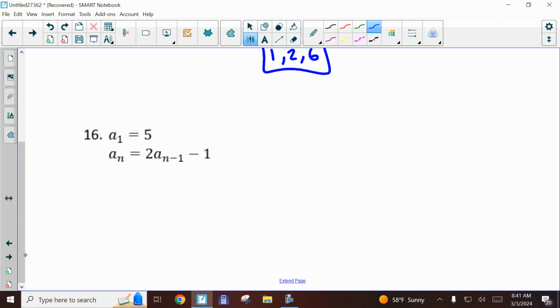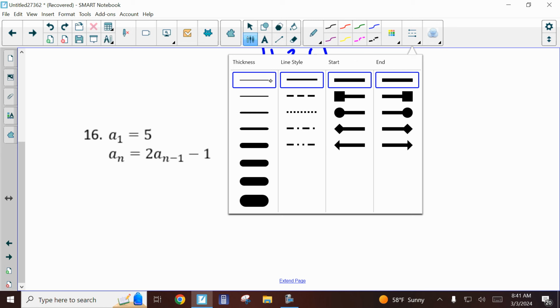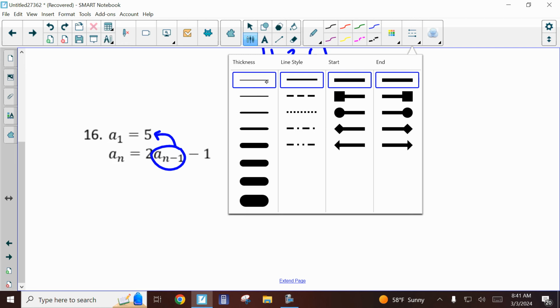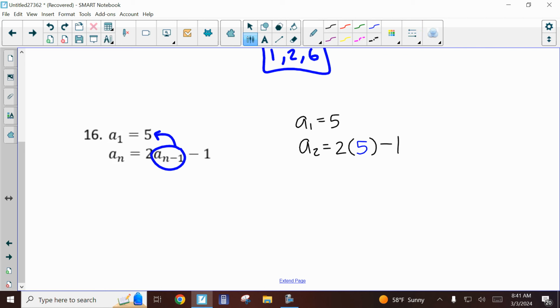Okay, next. So the next one says the first number is 5. The second number is found by taking 2 times something minus 1. And remember how I said this? It's going to be this. That's the previous number. So the previous number in here is 5. I'll put a 5 in here. When I work that out in the calculator, it's going to tell me that the answer is, what's that, 9?